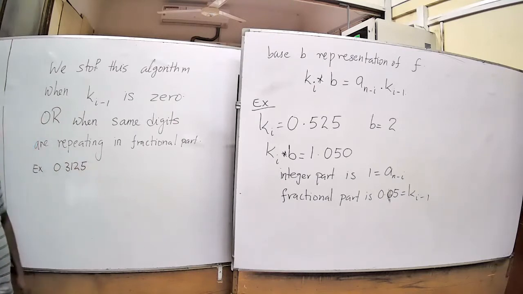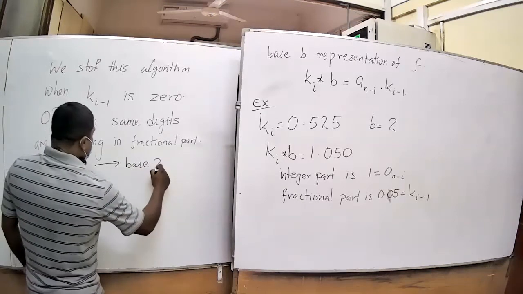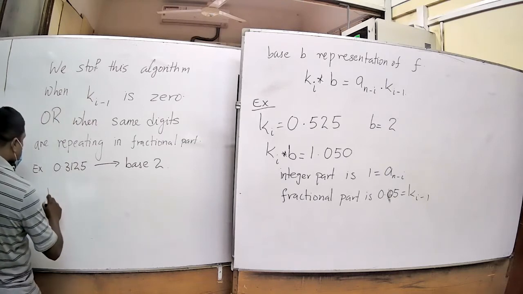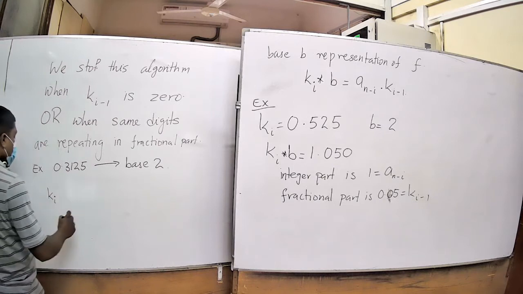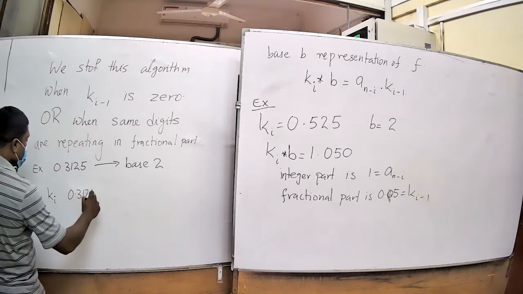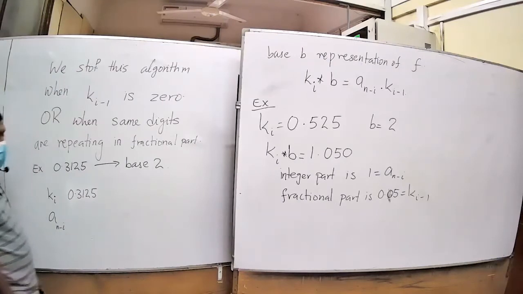Right, so this is a number, 0.3125, a base 10 fraction. We want to convert it into base 2, so I can use Horner's algorithm. So I will set k_i to 0.3125, and at that time I will have to use a_(n minus i).